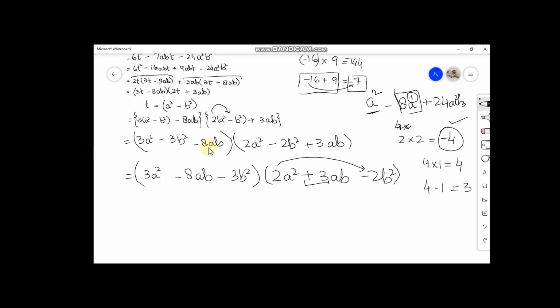Similarly in the first bracket, 3 multiplied by minus 3 will give you minus 9. Now you have to find the factors of minus 9 in order to break this middle term, that is minus 8. This is also very easy. 9 ones are 9, and minus 9 plus 1 will give you minus 8. So students, we are going to place minus 9 plus 1 in place of minus 8.